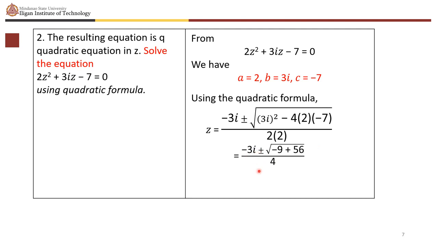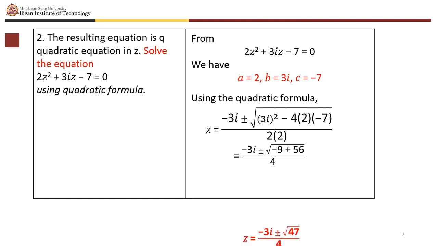negative 3i plus or minus square root of 3i squared, which gives us 9i squared, but i squared is equal to negative 1. So 3 squared times negative 1 will give us negative 9. Then 4 times 2 times negative 7, then we have a negative here, so we have positive 56. So the result is negative 3i plus or minus square root of negative 9 plus 56 all over 4.